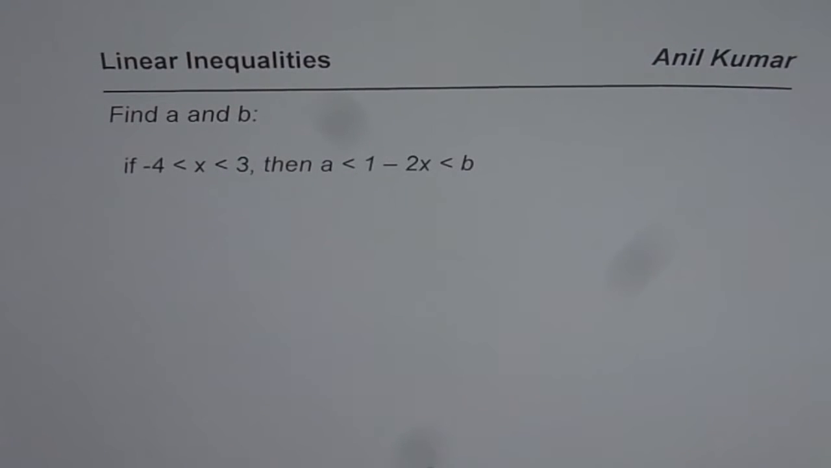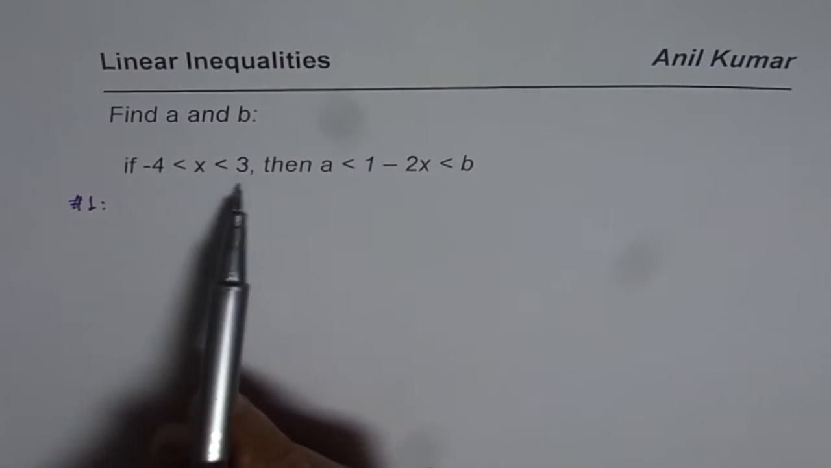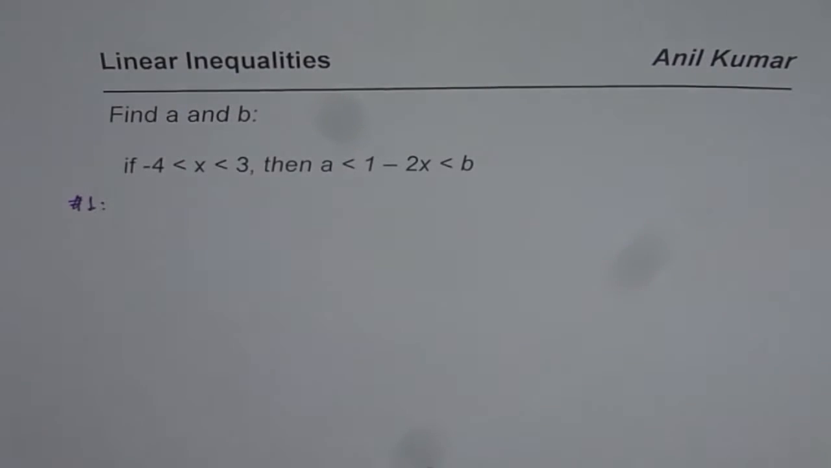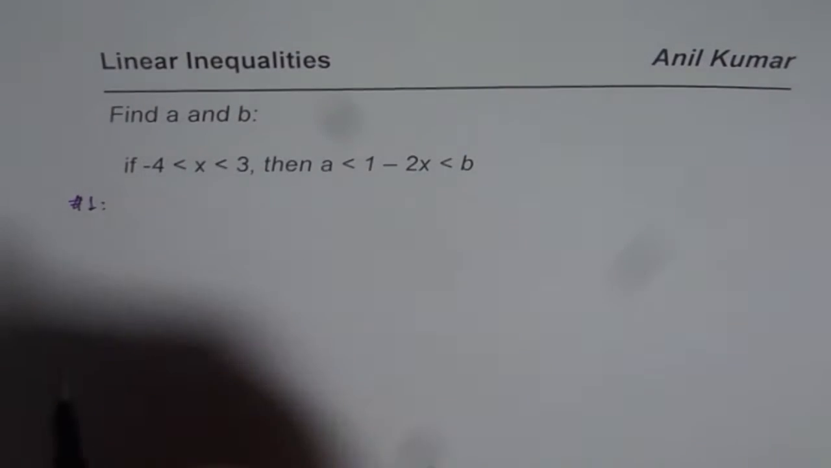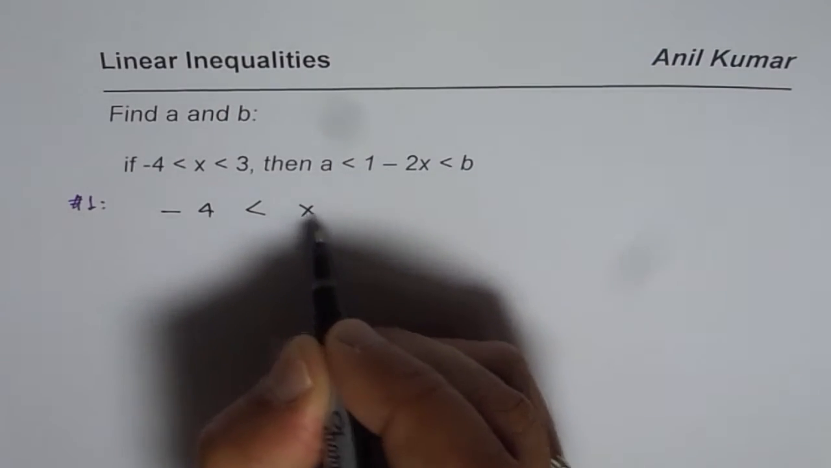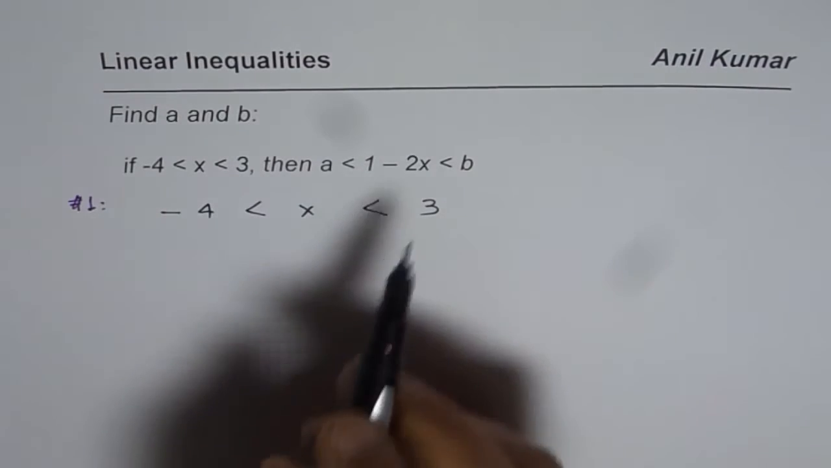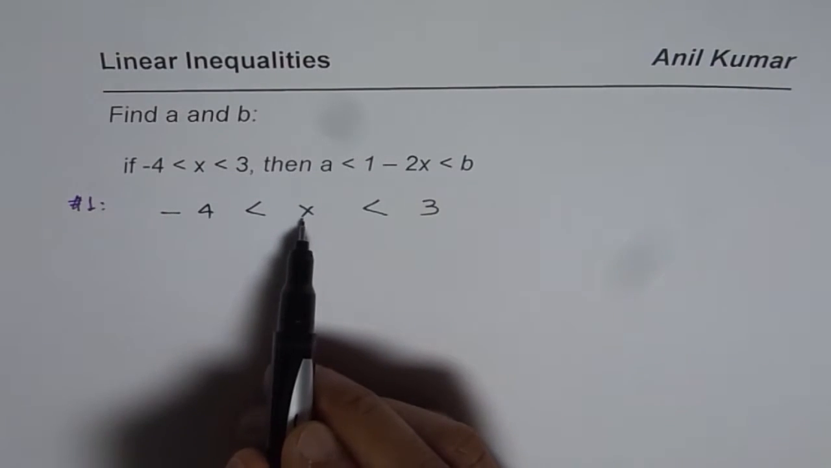Now I'll solve this using two different methods. Method 1 is by rewriting the equation in that form. Let's do it. We are given minus 4 is less than x, and x is less than 3. We want 1 minus 2x here.